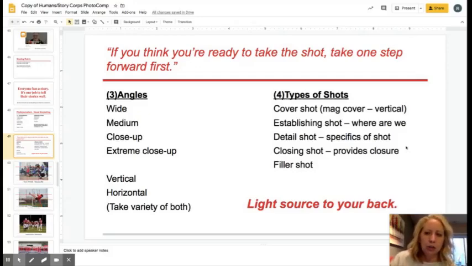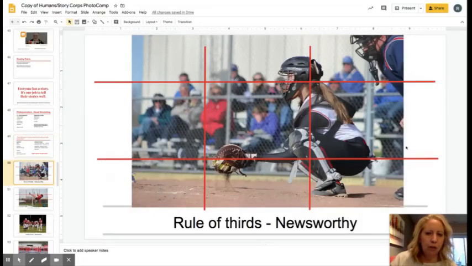So I'm just going to show you a couple of examples of what these terms look like in actual photos. This is what a rule of thirds grid looks like. Typically what you want to see is the action occurring on those 4 points where the lines intersect. So you can see that she's not in the center of the photo. The catcher's body is to the right of the 2 intersecting points there, to the right of the frame.